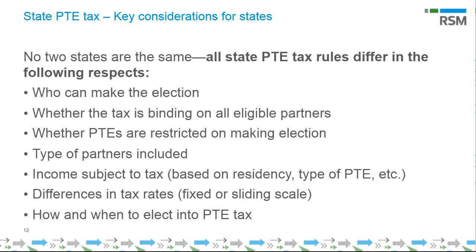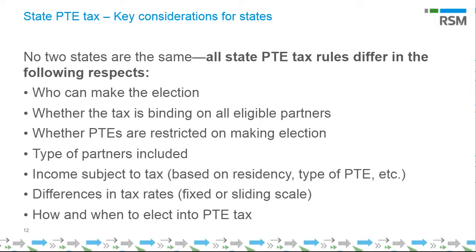So states differ in the tax base itself. So the income subject to tax is often based on residency in some cases, but in others, your state apportionment is going to weigh heavily on whether or not making an election is worthwhile. Some other typical considerations, states have a variety of rules on what partners can be included in the tax base, and even which partners may be owners of a pass-through entity in order to make an election.